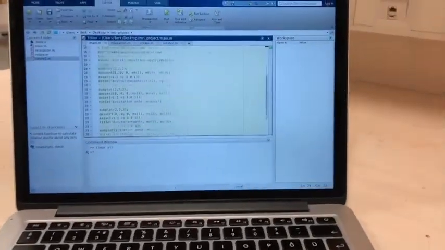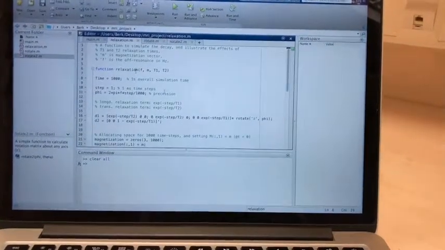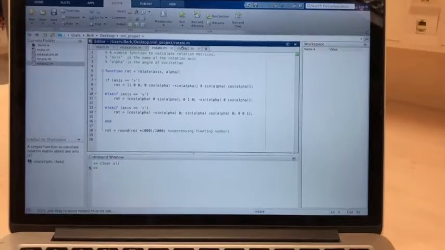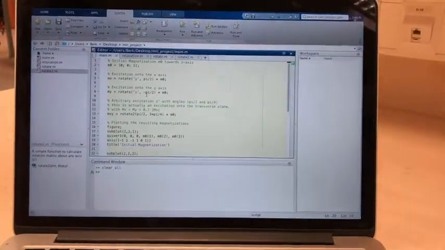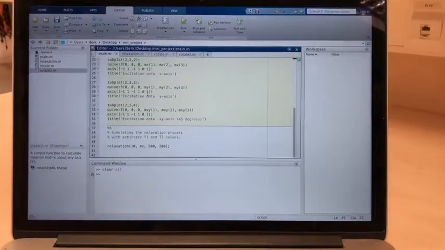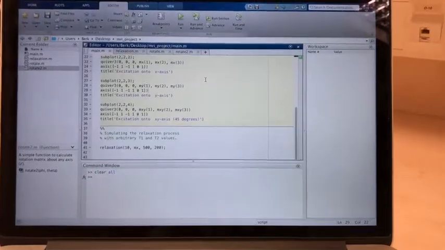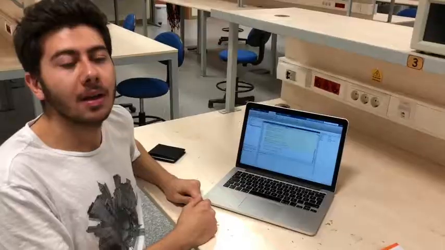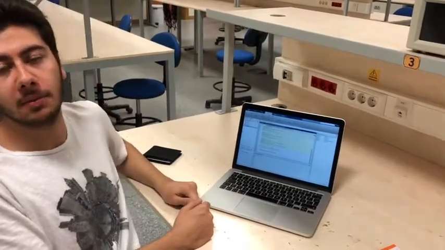So here's the main function. Here is the relaxation function. Here are two different rotation functions. In the main function, you can give arbitrary inputs to excitation and T1 and T2 and observe the effects. Before we have a sample run, let me talk about the functions and how they work a little bit.